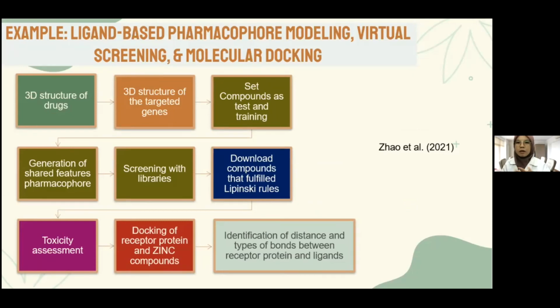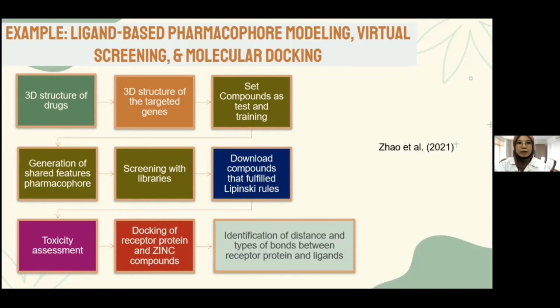Then, to estimate the drug-likeness property, compounds that fulfilled the Lipinski rules were selected from ZINC libraries and their toxicities were assessed using the ProTox server. The downloaded hit compounds were then docked for validation using the PatchDock server, and they were compared and analyzed using BIOVIA Discovery Studio to identify the distance and types of bonds between the receptor protein and ligands. The compounds with strong binding interaction between ligand and the gene of interest will be selected for further tests.